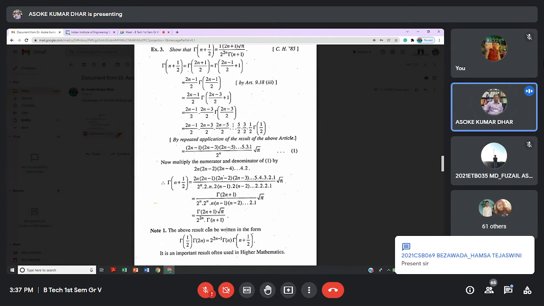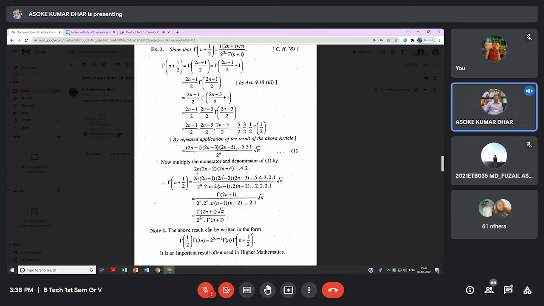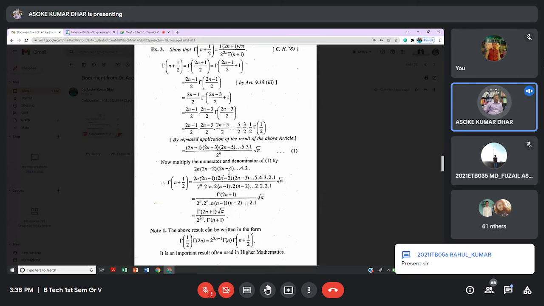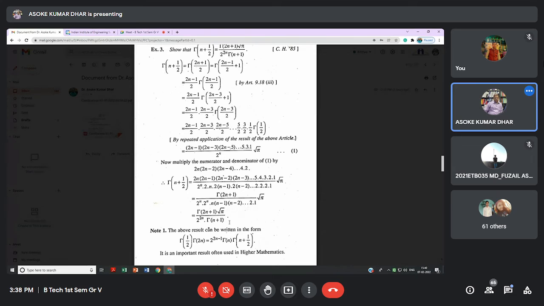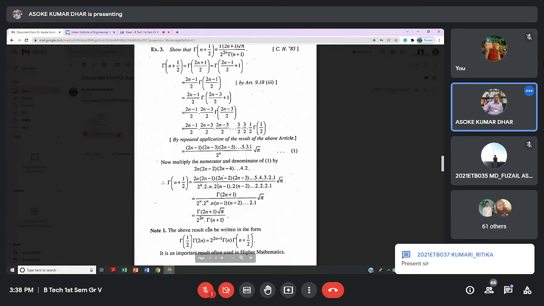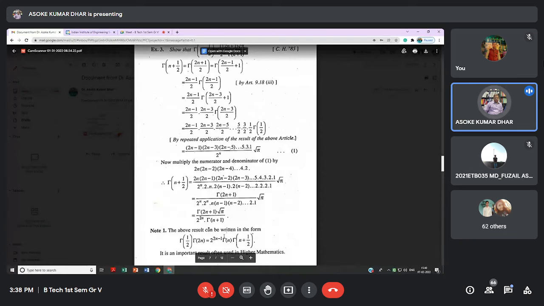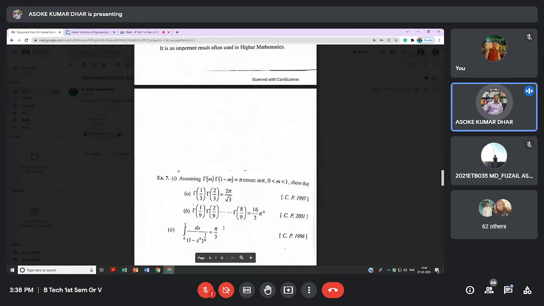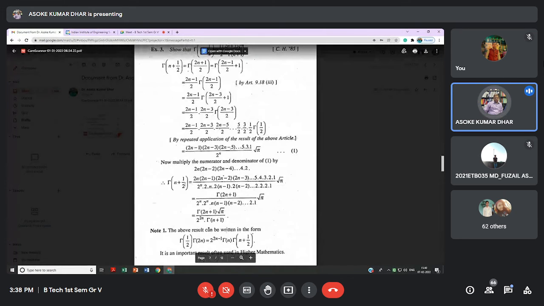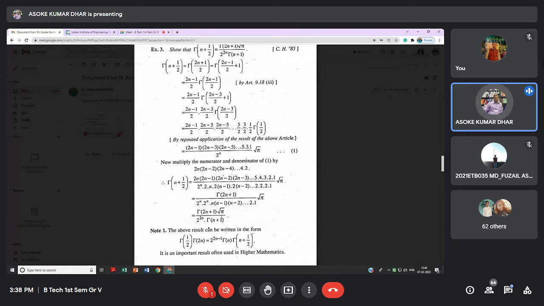Dividing by all the even numbers, that is 2n, 2n minus 2, 2n minus 4, down to 4, 2, and simplifying, you will get this value. In the numerator, taking 2 common and cancelling, you will get this value. So this is a very important result. And there is also another form of it. This is also a very important relation for the gamma function.